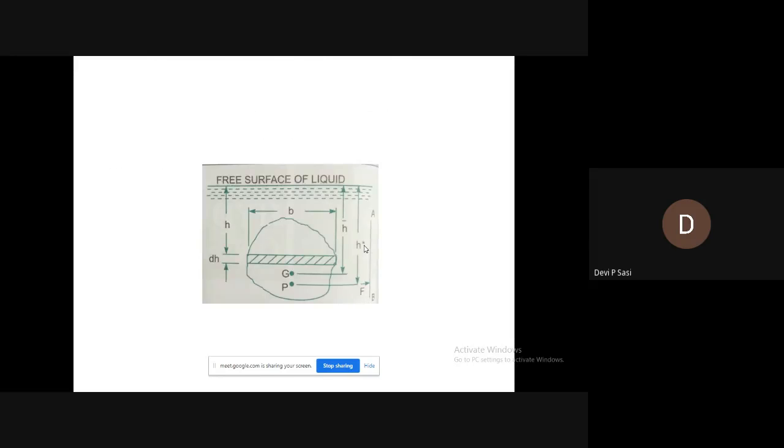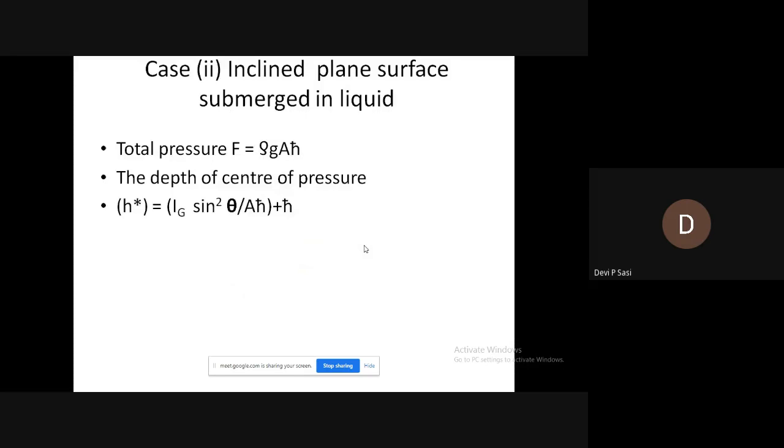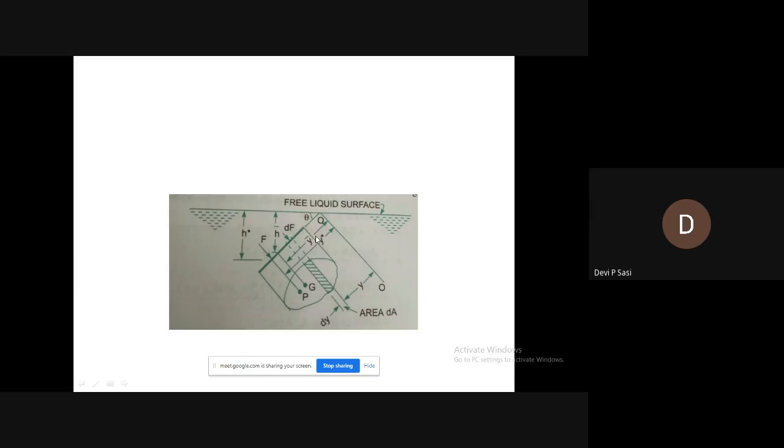Now we can move to case 2. In case 2, it is an inclined plane surface submerged in water. Case 1 was a vertical plane surface, but case 2 is an inclined plane surface. Here you can see the surface is inclined at an angle of theta. In the first case it was vertical, but in the second case it is inclined at an angle of theta.